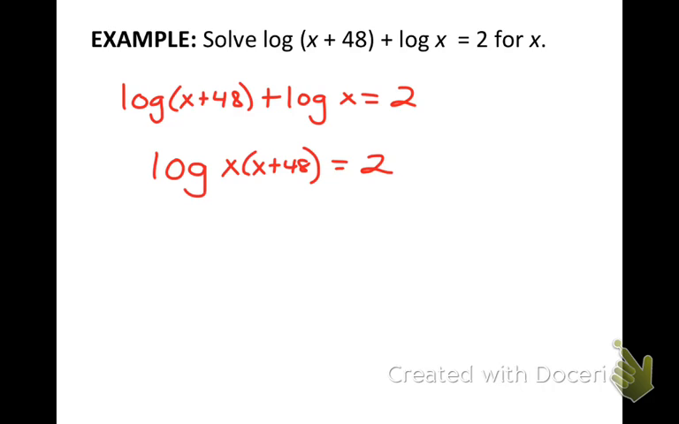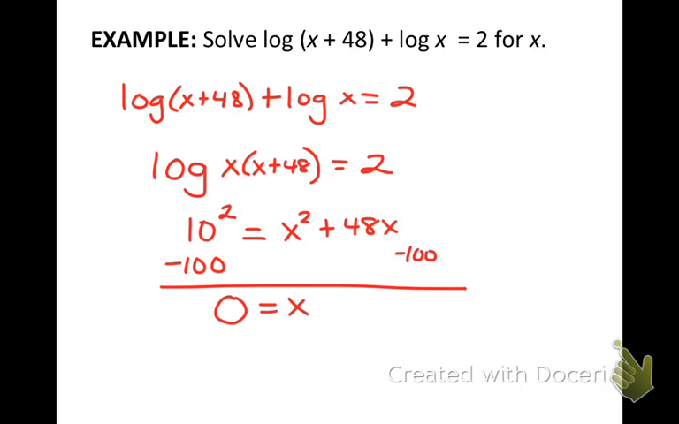If I had a log on this side, that would be nice, because then I could just take out the logs and focus on what's inside. But I don't. That's okay. So now we can take it from a logarithm to an exponential. My base here is 10, so it would be 10 to what power? To the second, equals x squared plus 48x. 10 squared is 100. Subtract that over.